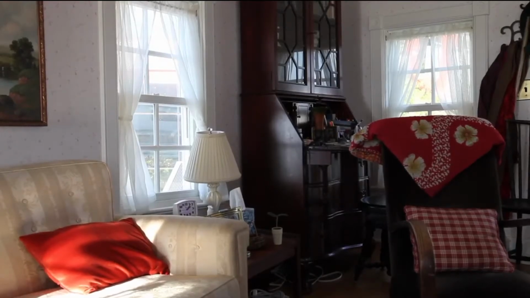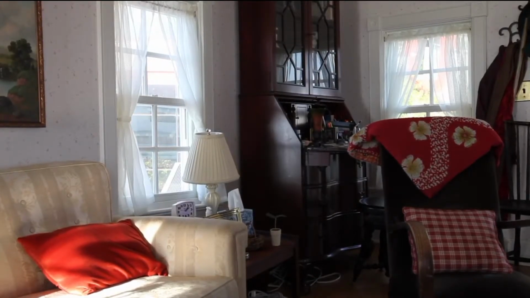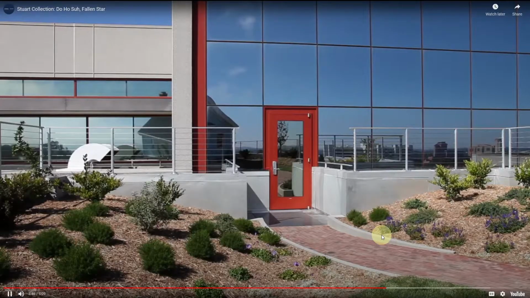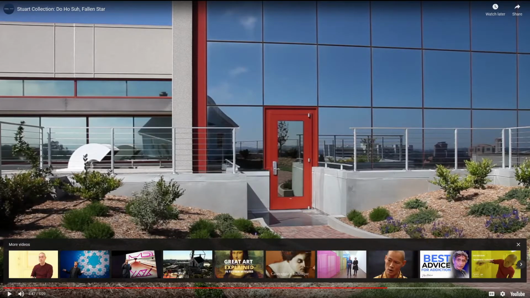There are clocks that have the correct time. There are lights that come on at night. It does appear that somebody is living there. The garden is... Alright, so that's the Hopes of Fallen Stars.